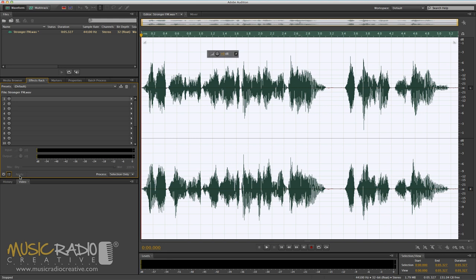That very simple bass chorus that comes as a preset with Adobe Audition CS6 and previous versions is probably one of the presets I use the most when I'm producing radio sweepers. And it certainly does make your voice sound stronger.